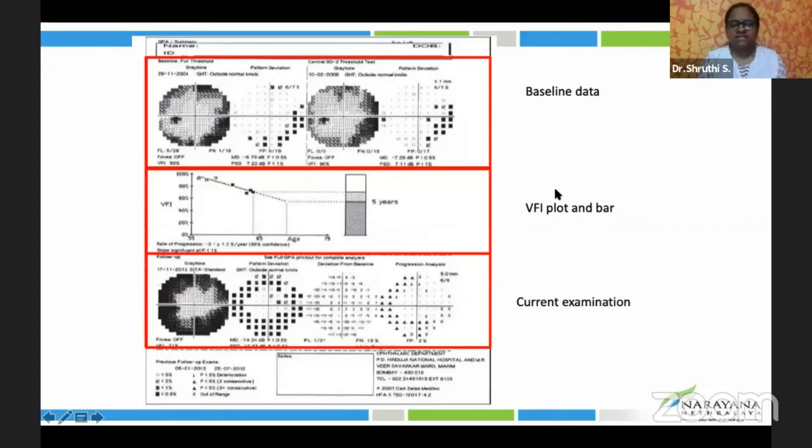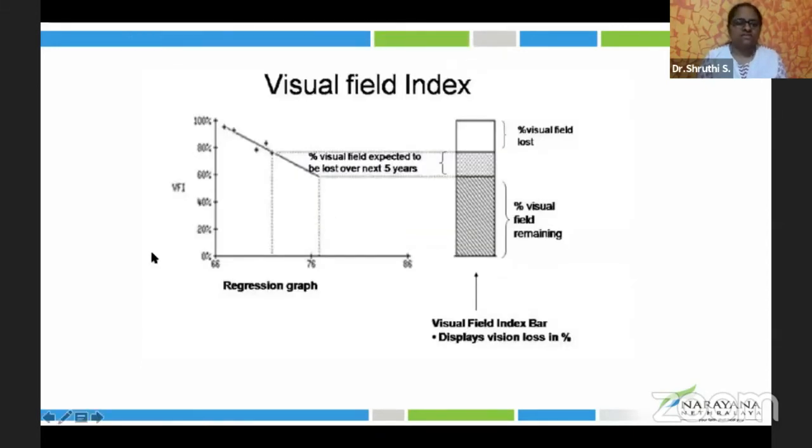So here is an example of a GPA summary where we see the baseline data and a current examination, and we have a VFI plot and bar, which is part of trend analysis. Here we have progression analysis at the end of the follow-up examination to give us an idea about event analysis. So what is this visual field index bar? This visual field index is part of trend analysis, which has a direct correlation with the severity of the disease and prediction of the loss in future.